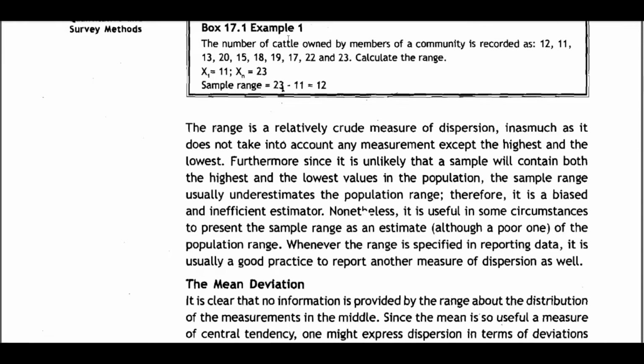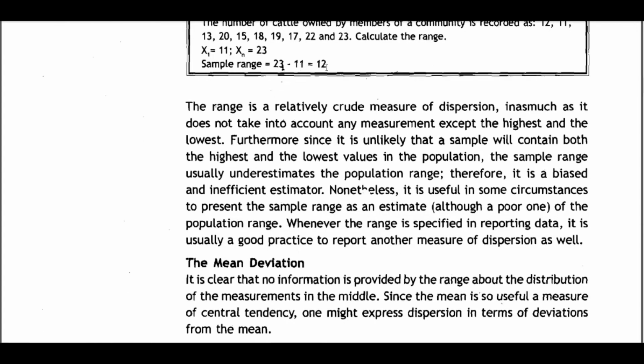Box 17.1, Example. The number of cattle owned by members of communities is recorded as 12, 11, 13, 20, 15, 18, 19, 17, 22 and 23. Calculate the range. So x1 is 11, that is the minimum, and xn is the maximum, that is 23. The sample range is 23 minus 11, that is 12. So 12 is the range.